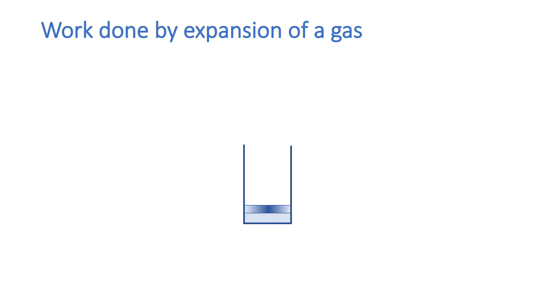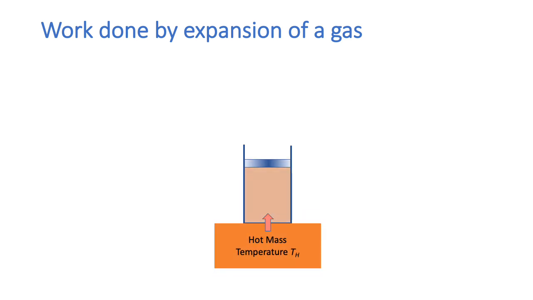Work can also be done by expansion of a gas. So here we have a cylinder which is filled with gas, and it has a movable piston. We bring a hot mass, which is at a temperature Th, in contact with the gas. The gas will expand, and in doing so, it will do work on the surroundings. Eventually, however, it will reach a state of equilibrium where the temperature of the gas is Th. After this, it cannot do any further work on the surroundings.